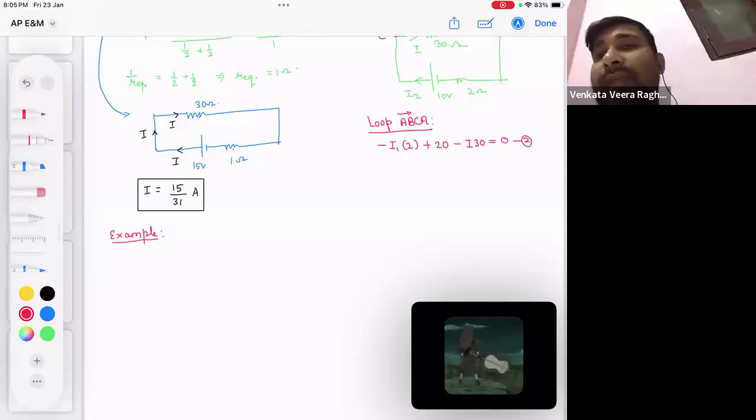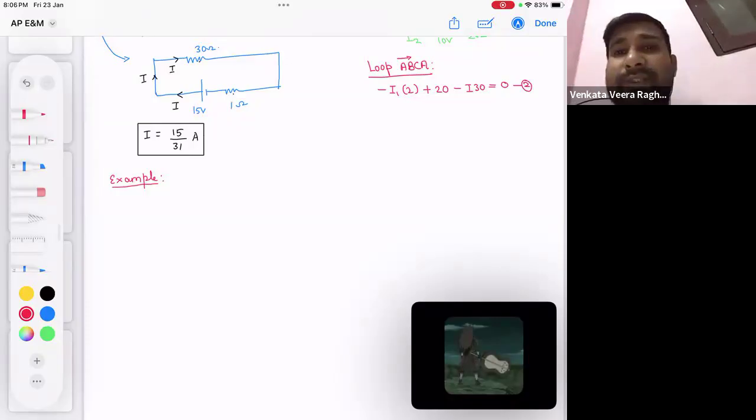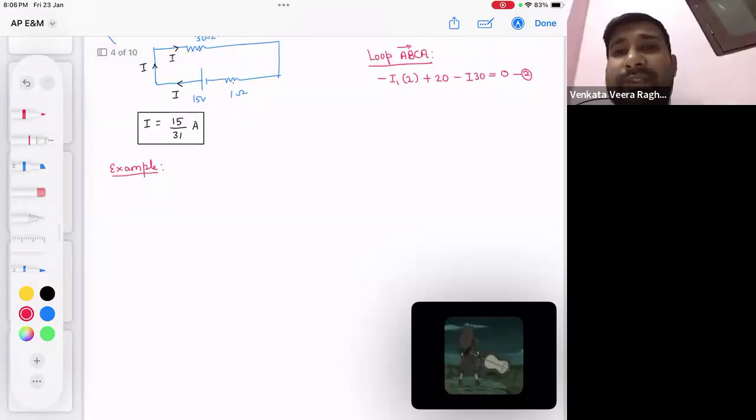And the second thing is Kirchhoff's junction law. What does the junction law say? At any junction, the summation of current is going to be zero, or another way you can say that the incoming current must be equal to the outgoing current at any junction. Okay, so now let's discuss the next part. Let's discuss some examples on that.